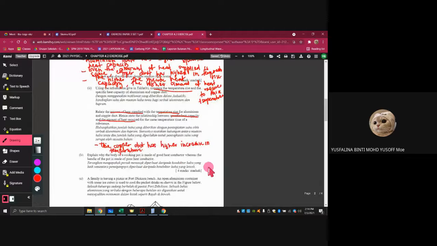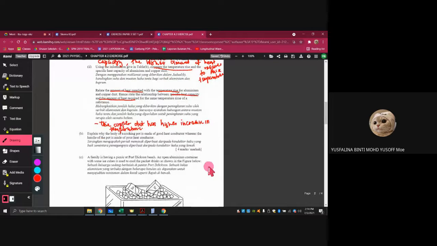Alright, so let's see for B. B asks you to explain why the body of a cooking pot is made of a good heat conductor, whereas the handle is made of a poor heat conductor. For this one, you know the good heat conductor means it can absorb heat faster.